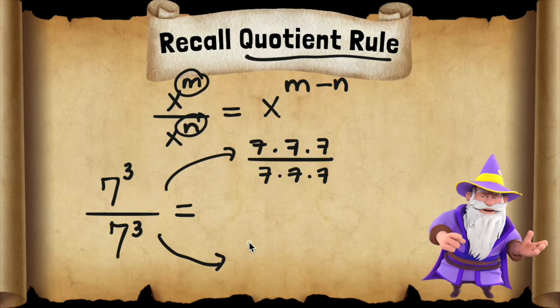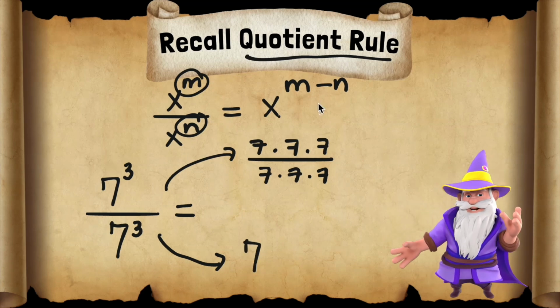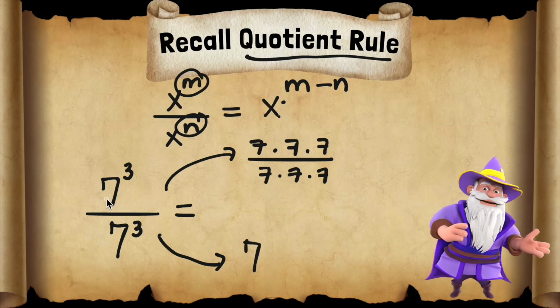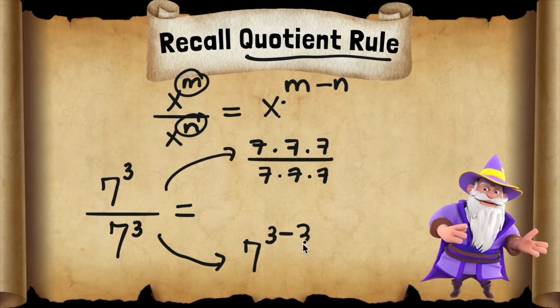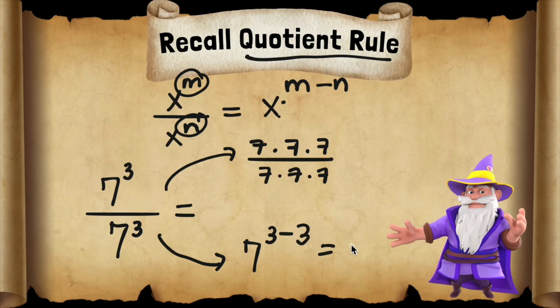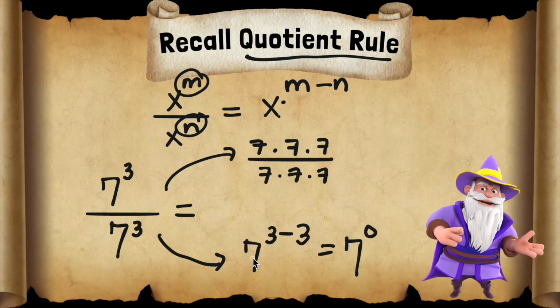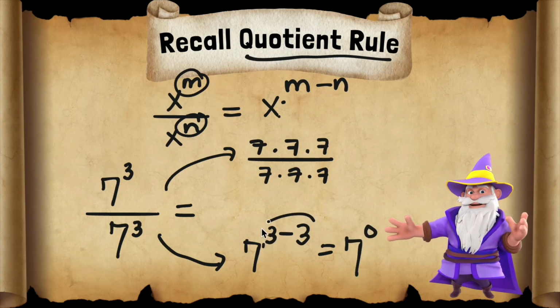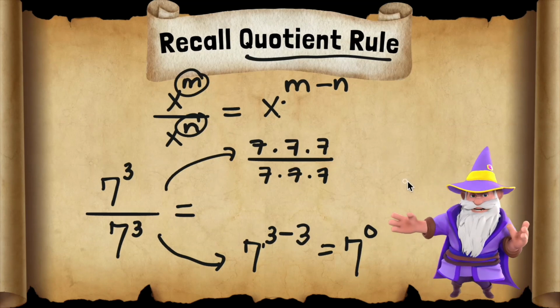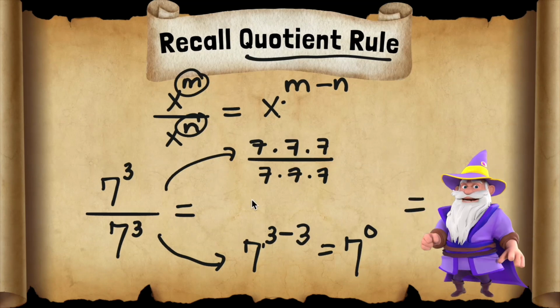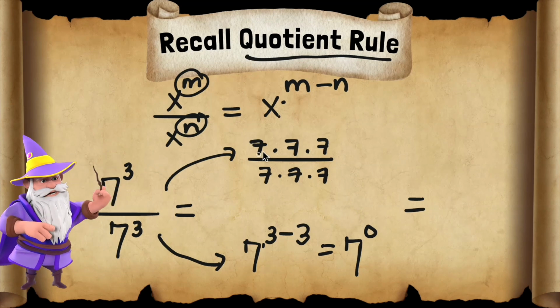From the quotient rule, we just copy the base 7, and then we subtract the two exponents. Since they are the same, we expect that the exponent would be 0, right? Because we copy the 7, and 3 minus 3 is 0. And let us find out what the equivalent value of this would be. So this is our first observation.